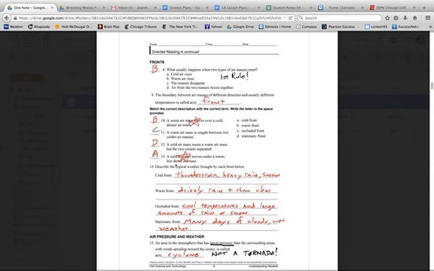Ten, a warm air mass moves over a cold, dense air mass. That's B, warm front. Eleven is C, occluded front. Twelve is D, stationary front, and thirteen is A, cold front.